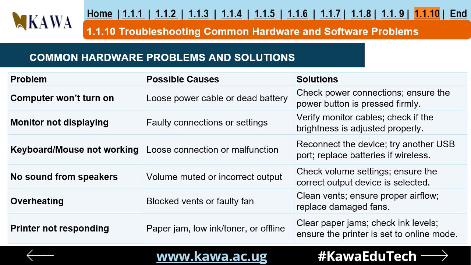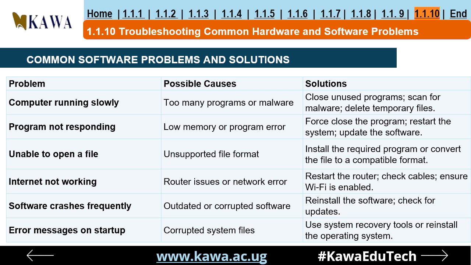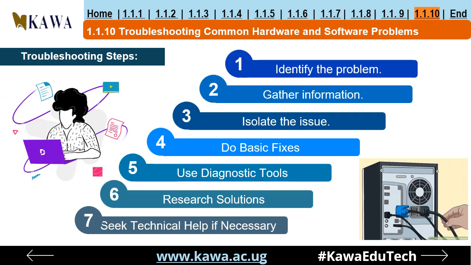Printer is not responding. There may be a paper jam, low ink or toner, or it may be offline. So clear paper jams, check ink levels, and ensure the printer is set to online mode if it's supposed to be. Then the computer is running slowly. All these are challenges you need to read through one by one. The challenge is here, the possible causes and the solution are here. Read through this one by one, and that can help you.